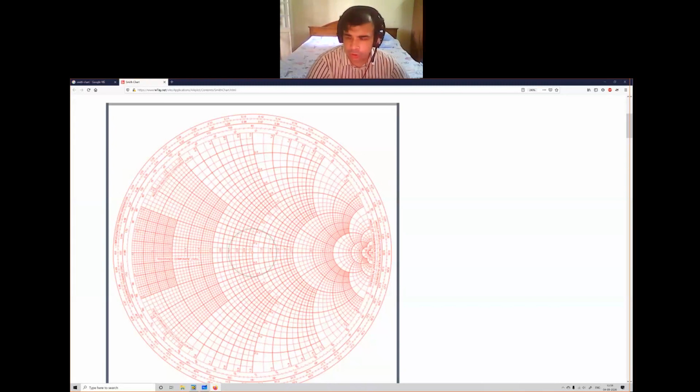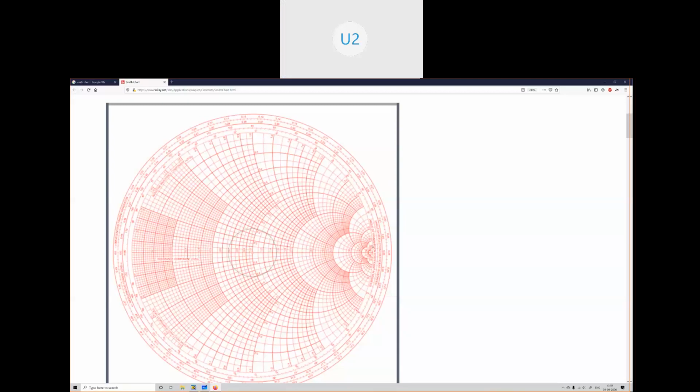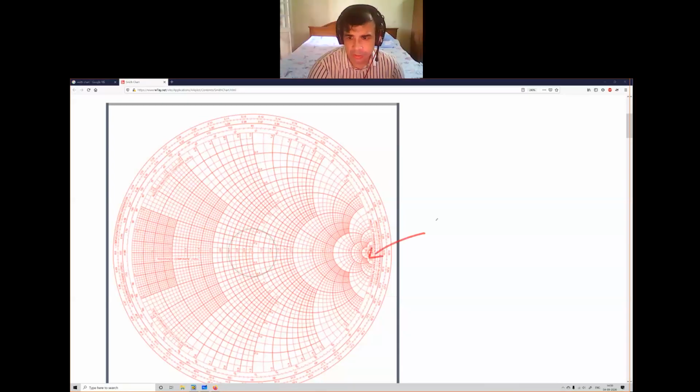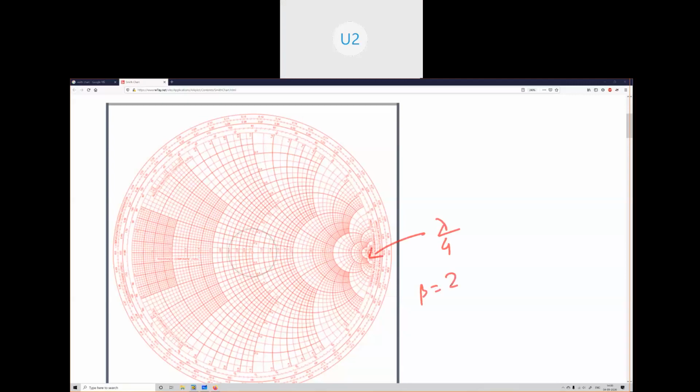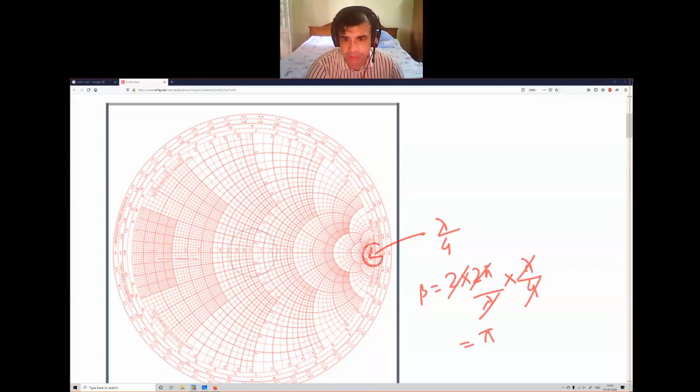So here it was the short circuit, and the lambda by 4 point is this one, because at lambda by 4, theta will be 2 times 2 pi by lambda by 4, beta L equal to pi. And see that this is the open circuit point we had seen many times.